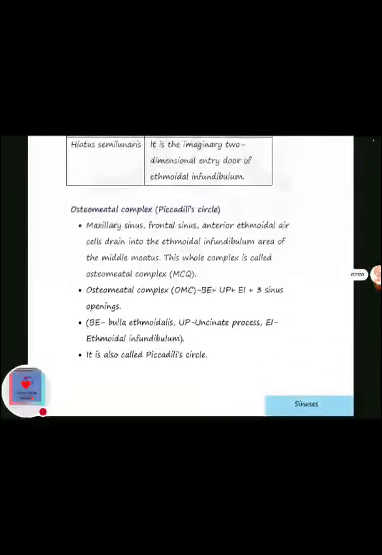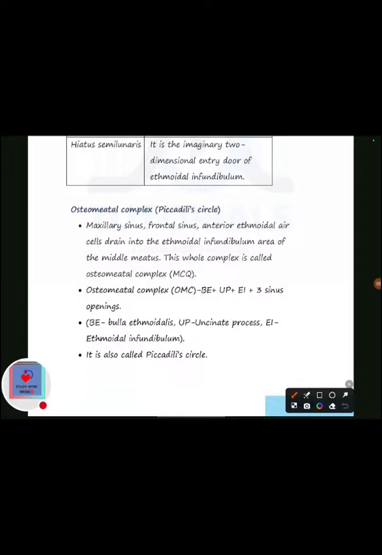What is the osteomeatal complex? This is important. It is also called Piccardi's circle. The maxillary sinus, frontal sinus, and anterior ethmoid sinus cells drain into the ethmoidal infundibulum area of the middle meatus. This whole complex is called the osteomeatal complex.